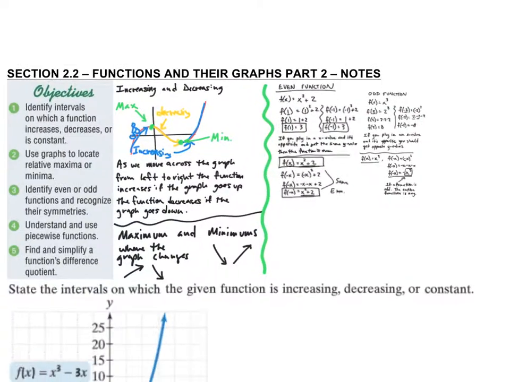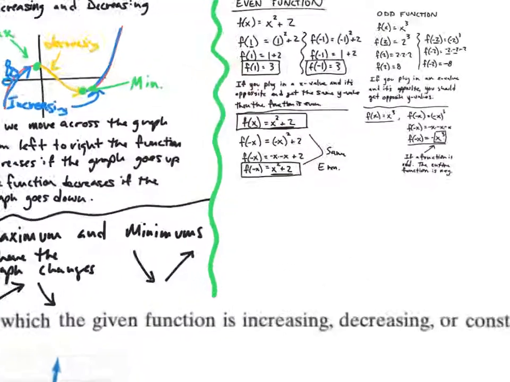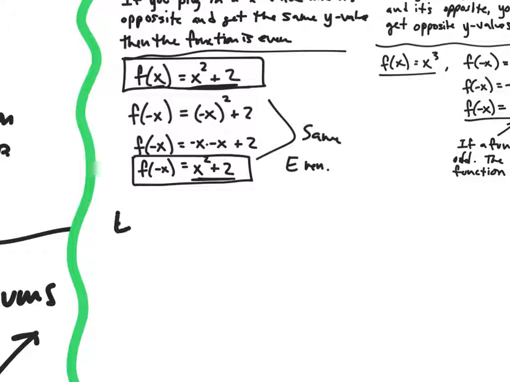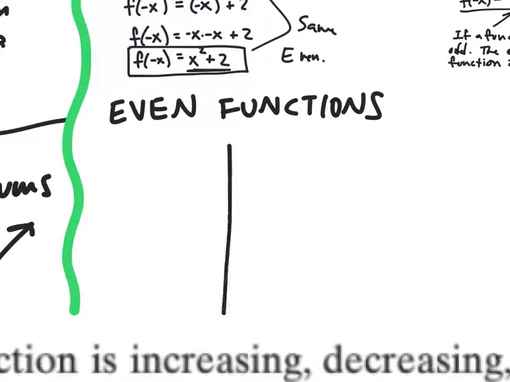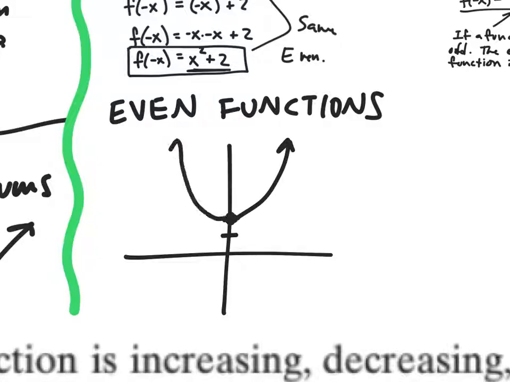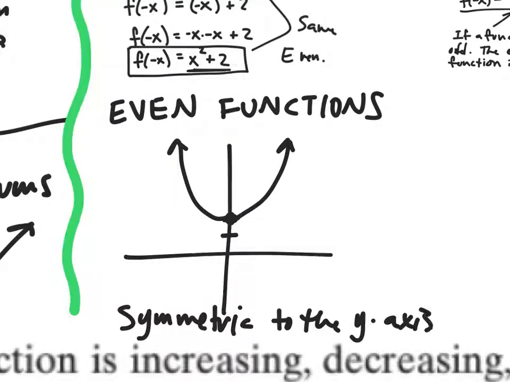All right. Now, let's quickly talk about where these are symmetric. Even functions are symmetric with the y-axis. So if I graph this function, x squared plus 2, that's just a parabola moved up 2 units. This is symmetric to the y-axis. That's why, if I plug in positive 1, I get 3, and if I plug in negative 1, I get 3 as well. And that's how I know we have an even function.